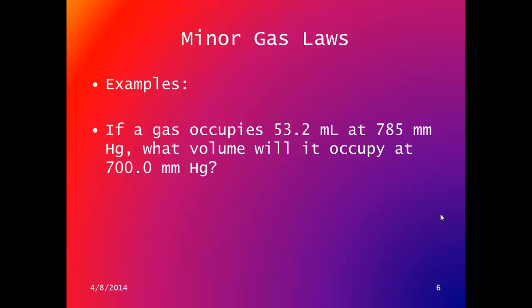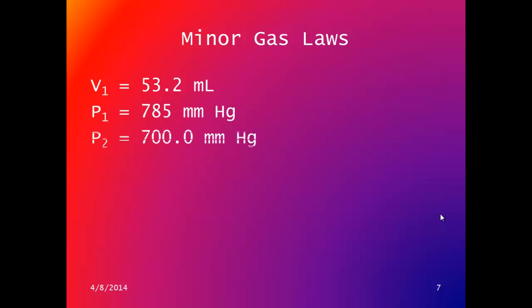That's a pressure. So once you've identified what pieces you have, then you have to decide which one's the before and which one's the after. It says the gas occupies 53.2 milliliters. What volume will it occupy later? So we have V1. It starts at what pressure? 785, so that's P1. And it ends at what pressure? 700. 700 is P2. If you're not sure where to start with these story problems, I highly recommend making a list. Make a list of the variables that you need and the numbers that you have to work with.